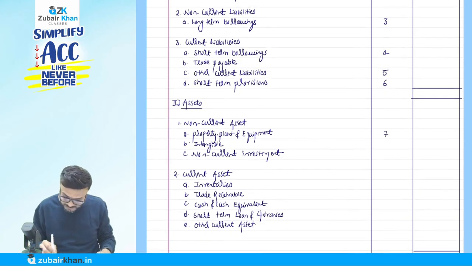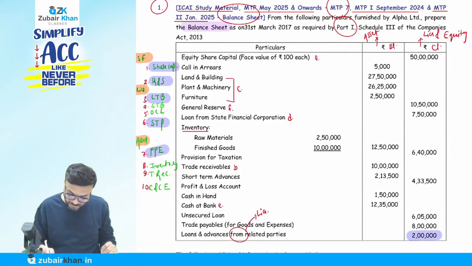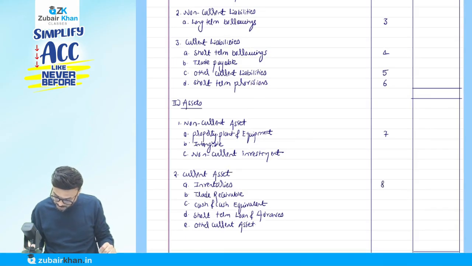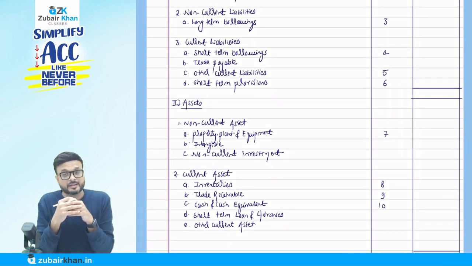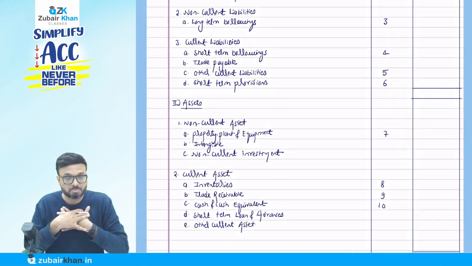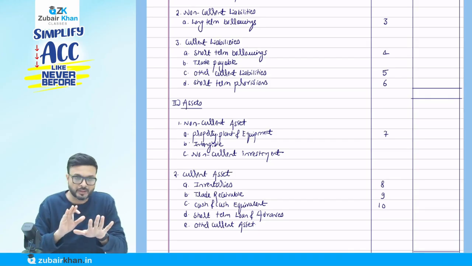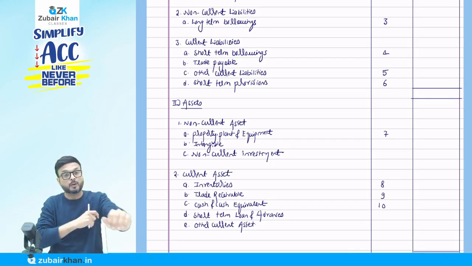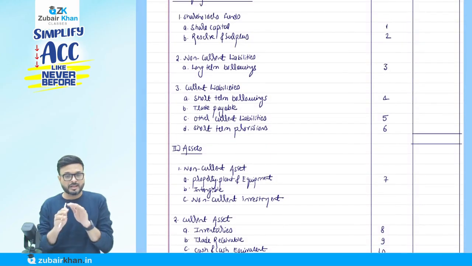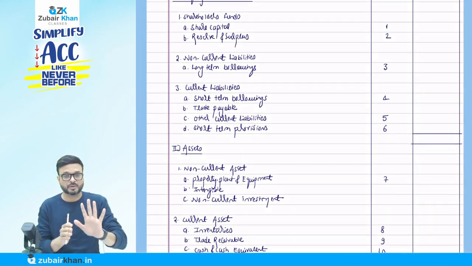PPE is notes to account number 7. Then we have inventory, trade receivable, and cash equivalent. It is not necessary that if I have decided 10, you also decide 10; you may decide 11 or 9, it's okay. But you should know how to decide it. That is important. On an average, in every notes to account, keep the space of 5 lines.